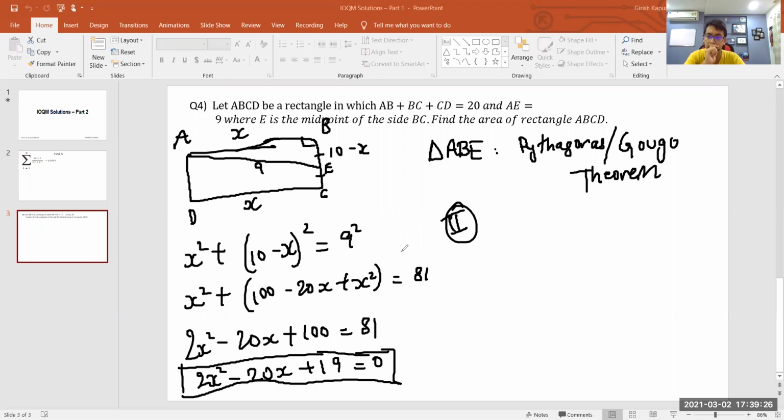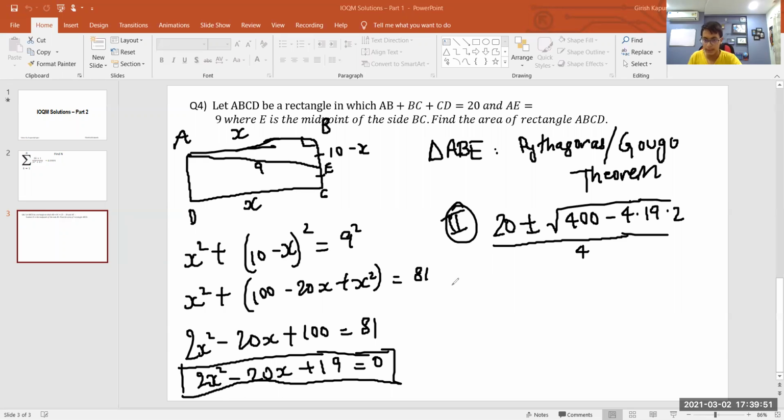we just solve for x from this equation, get two values. So let's use our friend, the quadratic formula. Minus b, minus minus 20, plus or minus square root of b square, 20 square, 400, minus 4ac, 4 times 19 times 2, all over 2a, 4. Okay, so now the multiplication stuff is just 152. So we have left 248, 4.